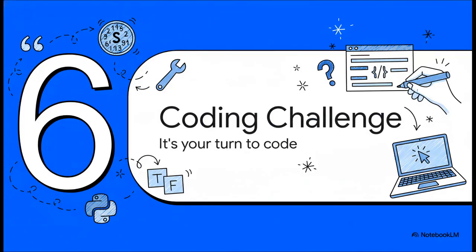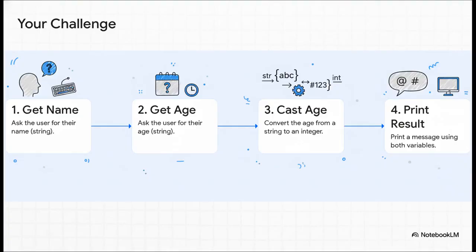Whew, we have covered a ton of ground, from what data types even are to how you can change them on the fly. Now, it's time to put all that amazing knowledge into practice. It's your turn to get your hands on the keyboard. So, here is your first official coding challenge. I want you to write a small Python program that follows these 4 steps. First, ask the user for their name. Second, ask them for their age. Third, and this is the most important part, you have to cast that age from the string you get into an integer. And finally, just print a friendly message back to the user that includes their name and their newly converted age.